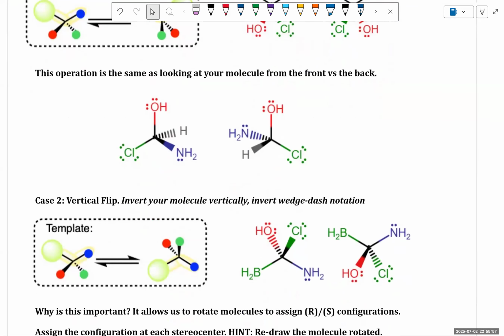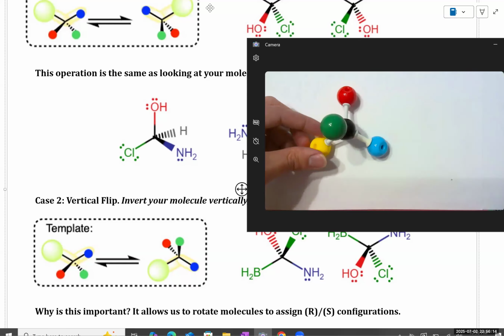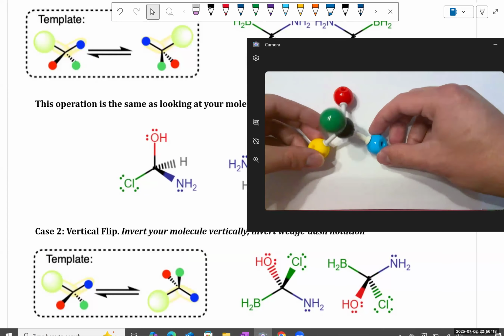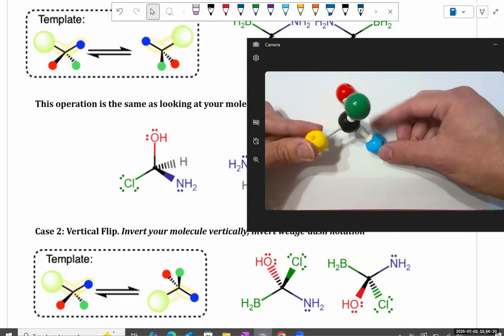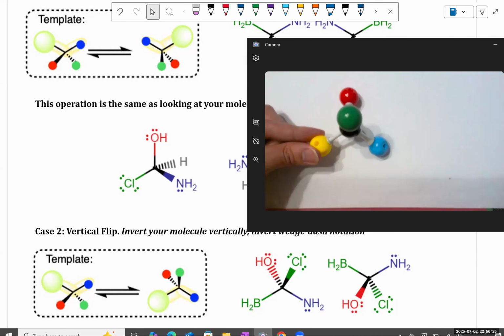Okay, so the second case concerns the vertical flip. So in the vertical flip, we invert our molecule vertically, and then we invert our dash wedge notation. So here's our initial molecular view. As we can see, the boron is on the left, amine's on the right, chlorine is wedged in front, alcohol is dashed in the back.